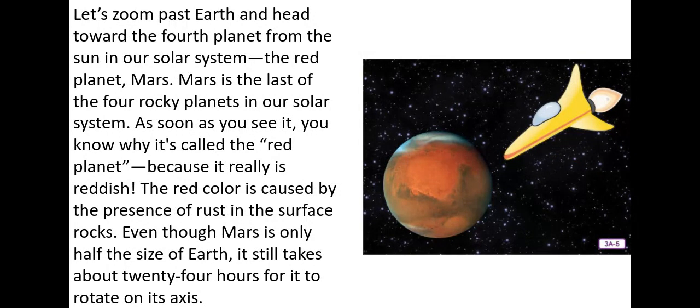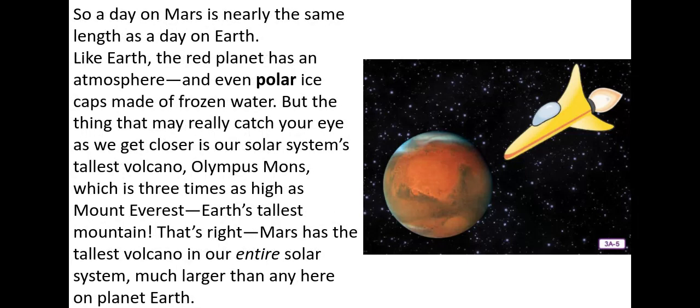Let's zoom past Earth and head towards the fourth planet from the sun in our solar system, the red planet Mars. Mars is the largest of the 4 rocky planets in our solar system. As soon as you see it, you know why it's called the red planet, because it really is reddish. The red color is caused by the presence of rust in the surface rocks. Even though Mars is only half the size of Earth, it still takes about 24 hours for it to rotate on its axis. So a day on Mars is nearly the same length as a day on Earth. Like Earth, the red planet has an atmosphere and even polar ice caps made of frozen water.